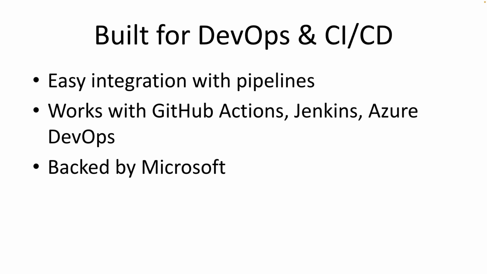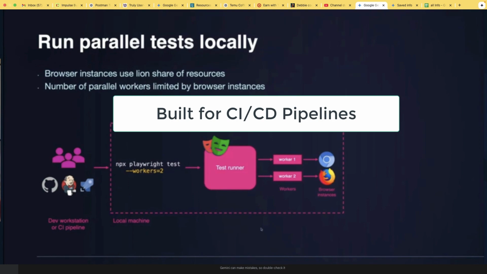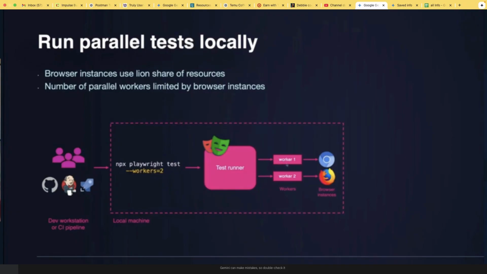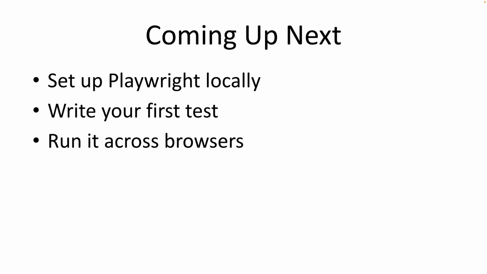Finally, Playwright is CI/CD friendly, meaning it integrates smoothly into your continuous integration and continuous delivery pipelines, allowing you to run tests faster and more efficiently as part of your development workflow. It's open source and backed by Microsoft, which ensures active development and a strong community. So that's a quick rundown of why Playwright is such a compelling choice for automation. It's fast, reliable, cross-browser, and packed with features designed for modern web applications.